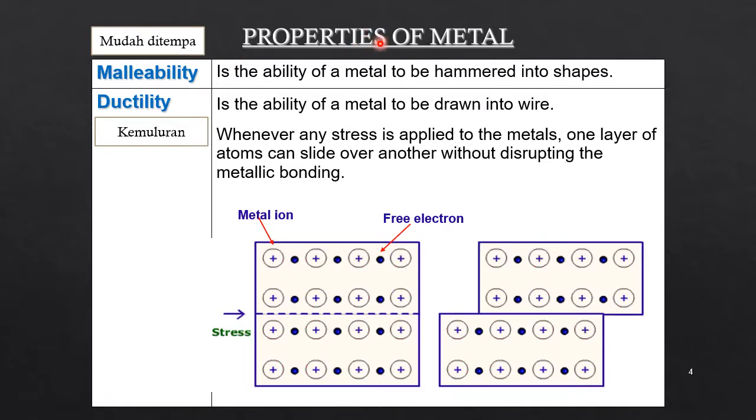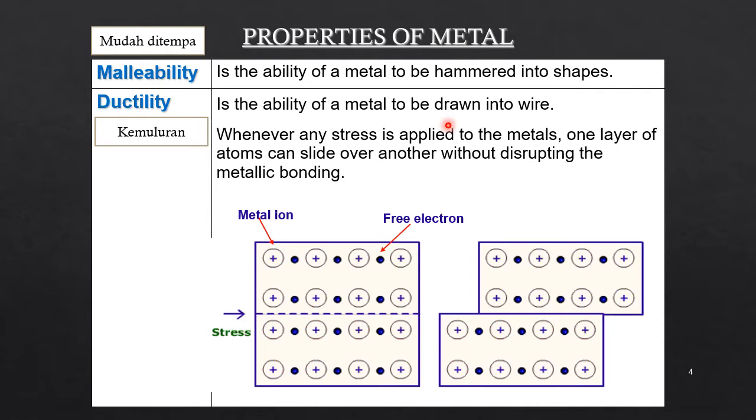One of the properties of metal is malleability. In Malay, it is mudah ditempa. It means the ability of a metal to be hammered into shape, able to be hammered or pressed into shape without breaking or crushing. The second property is ductility. In Malay, it is kemuluran. It is the ability of a metal to be drawn into wire.